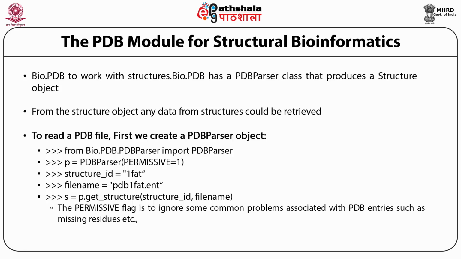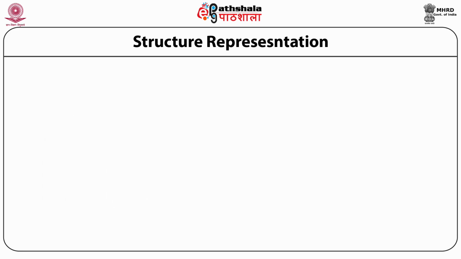Now the permissive flag is to ignore problems. I say permissive is equal to 1. That flag ignores the common problems associated with PDB entries. Sometimes there could be missing residues in PDB and there could be multiple positions. So the common problems that are associated with PDB entries are ignored by setting the permissive flag as 1.